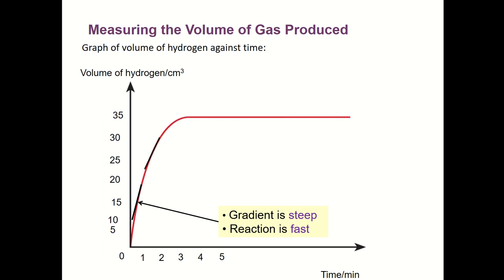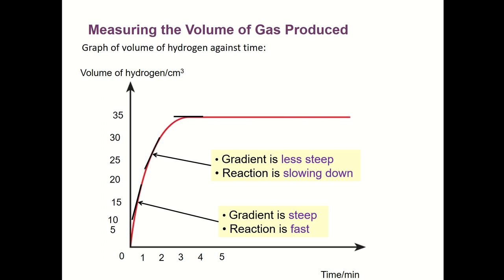Then you have the second part of the graph here. This is when some of the reactant particles have already formed products. So you will have fewer reactant particles present. So the frequency of effective collision will drop, the reaction rate will slow down, and the gradient will become less steep. Finally, is the last part of your graph where your gradient will become zero. This is where the reaction has stopped. Again, likely because your limiting reagent, one of the reactants, is used up.